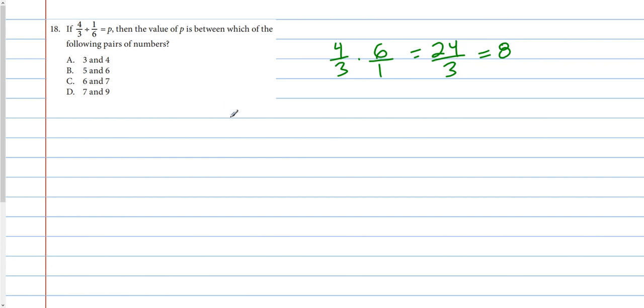And 8, now that's our answer, but it asks a little further. It says between which pair of numbers? And 8 is in between 7 and 9, right? 7, 8, and then 9. So that would be our answer choice D.